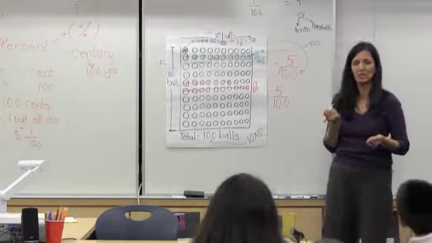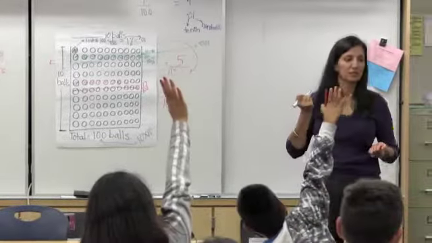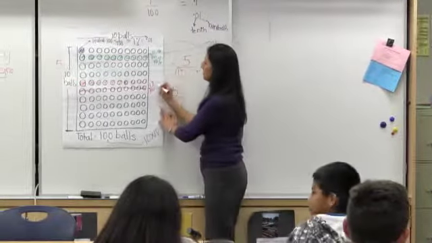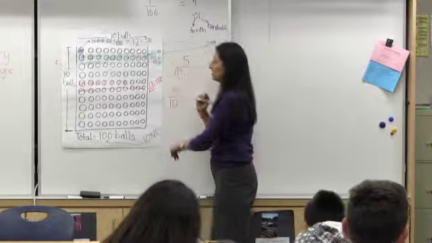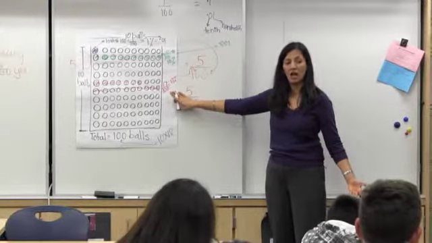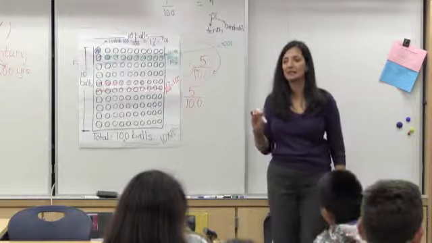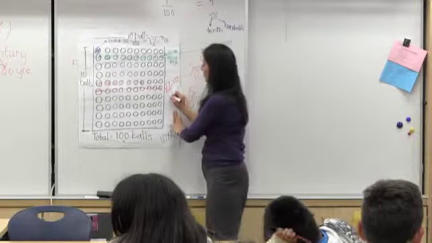What percent would that be? What percent? Raimundo? 17%. Correct. It would make 17%. Now let's think about it. How can I say this number? It's 17 hundredths. So how would I write that as a decimal? Clarissa? 0.17.